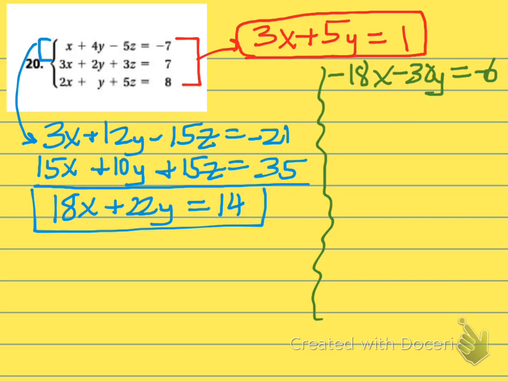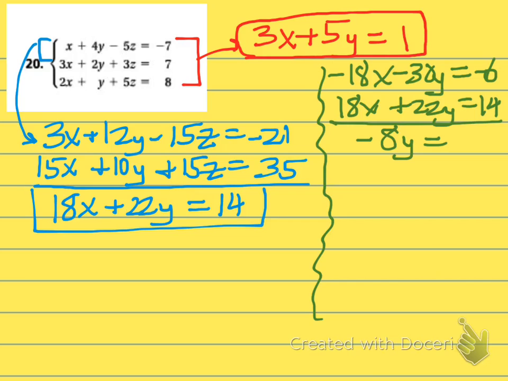I'm going to leave the blue equation alone, so 18x plus 22y equals 14. Now combine those. You end up with no x's. You end up with negative 8y, and that's equal to positive 8. So we've gone from 3 equations, 3 unknowns, to 2 equations, 2 unknowns, and now I'm at 1 equation, 1 unknown. I can solve this for y. Divide both sides by negative 8. I end up with a y value of negative 1.